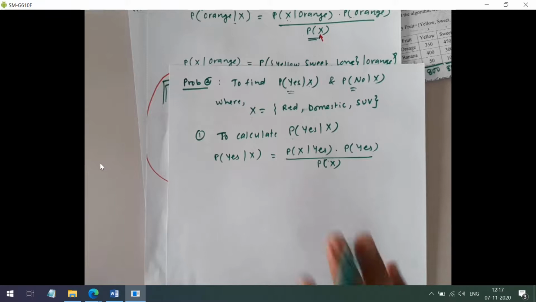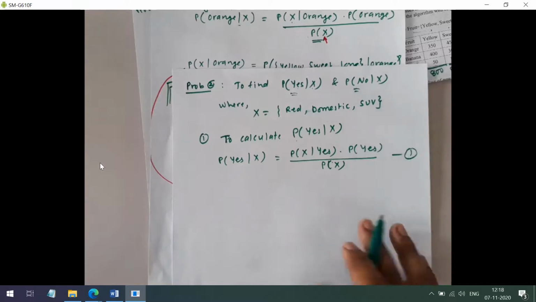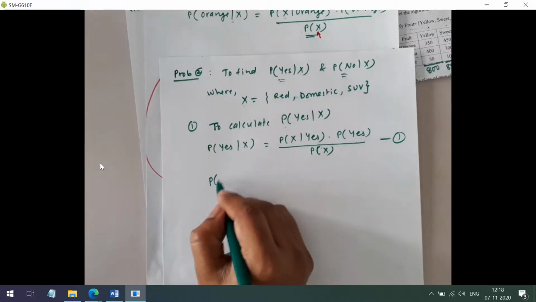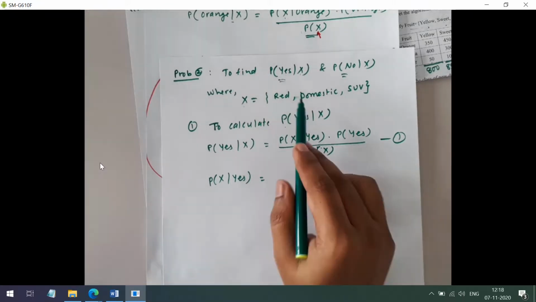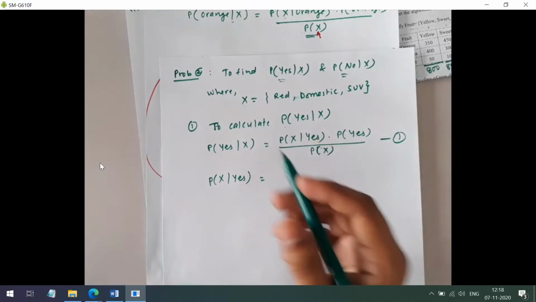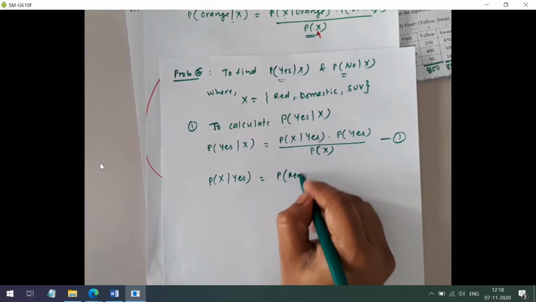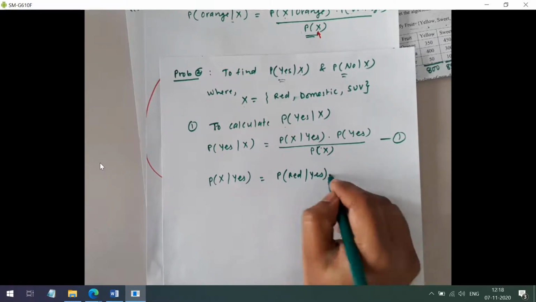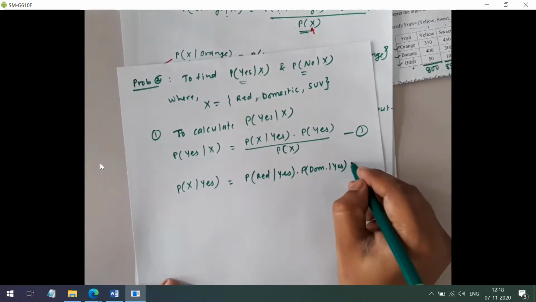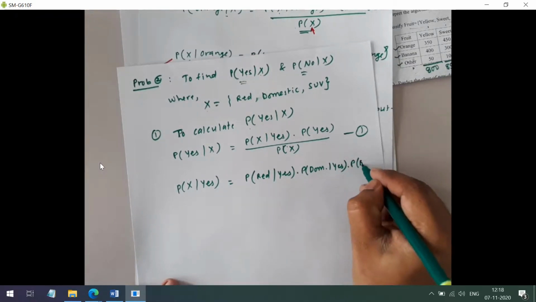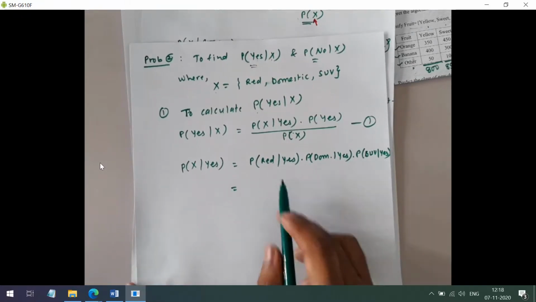Now we will keep it simple. Let us name this equation as equation number 1. So, probability of x given yes. Now this x is made up of these three categories, and we know the assumption. So it will be probability of red given yes, into probability of domestic given yes, into probability of SUV given yes. We will use the shortcut technique to calculate these values.